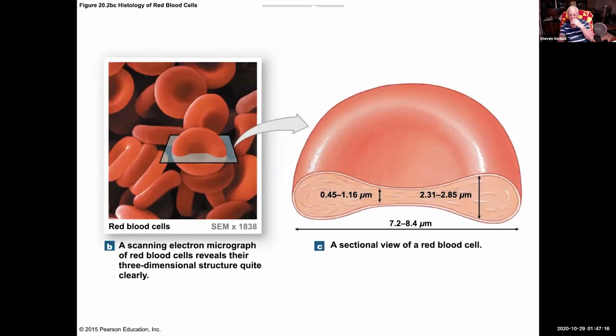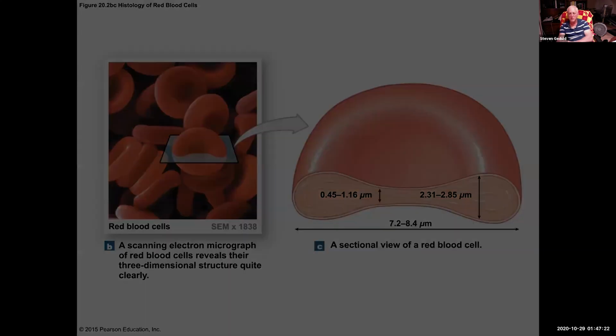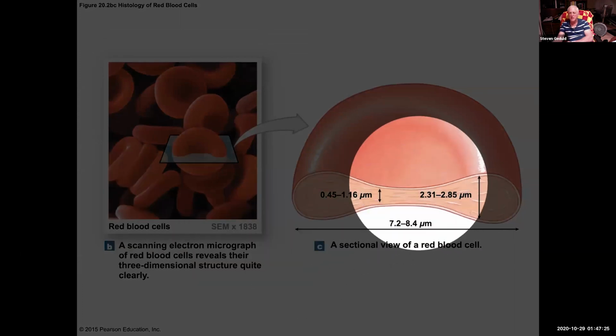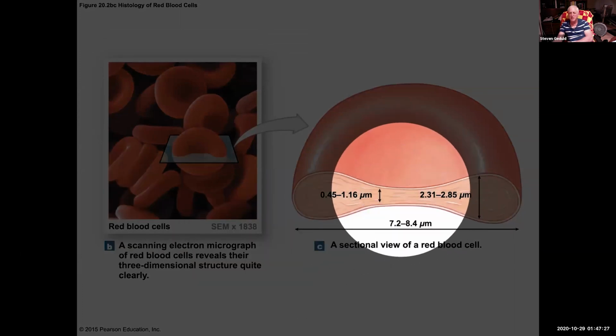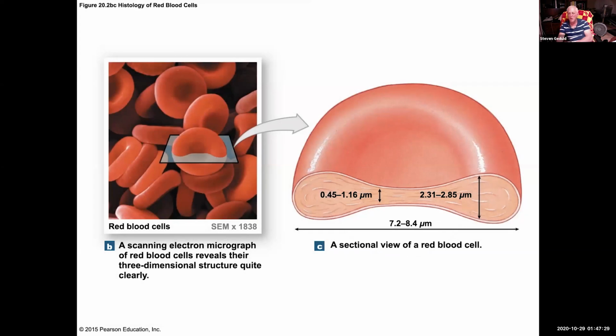That's the shape of the red blood cell: a biconcave disc with a very thin center portion. The center is dished out on both sides, and that allows it to pass through arteries and arterioles, very small blood vessels, and through capillaries.